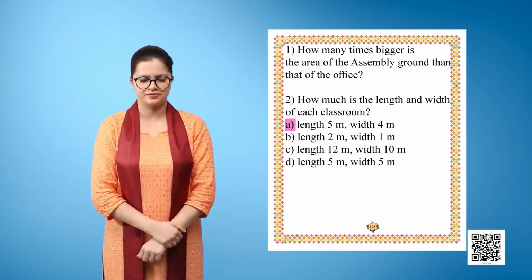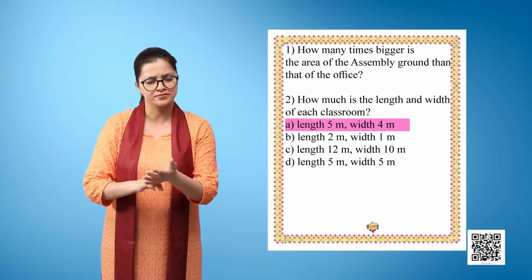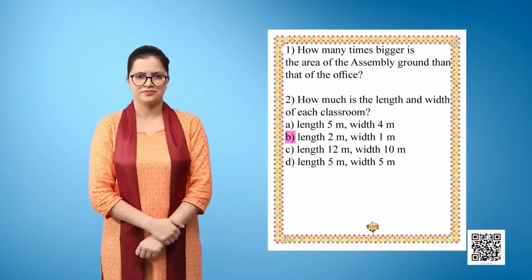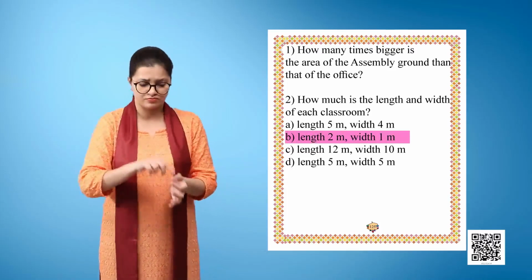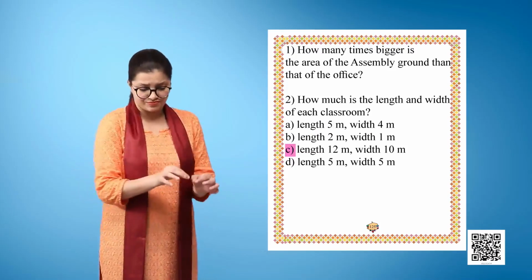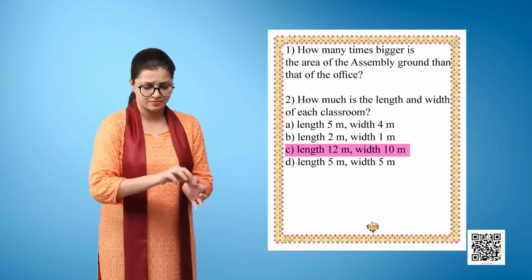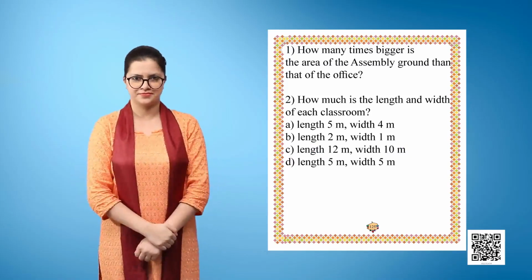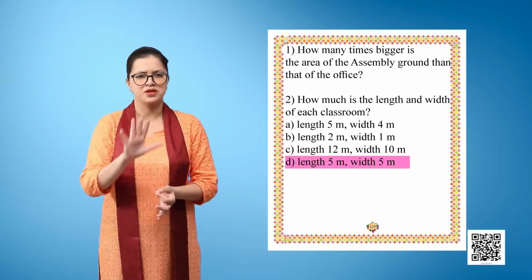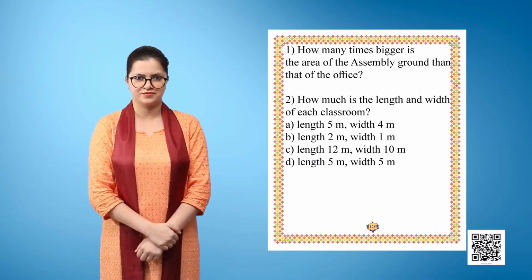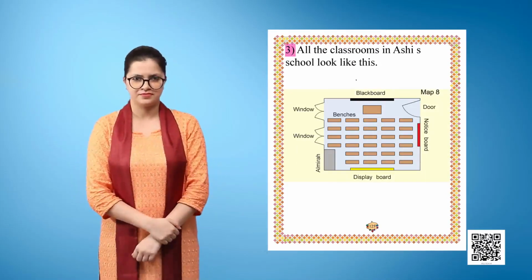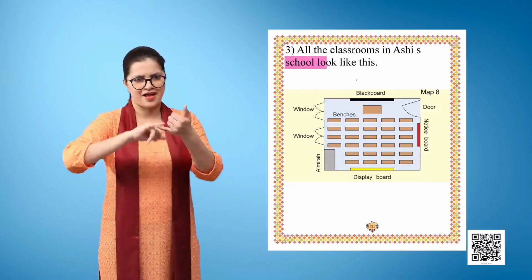A. Length 5 meters and width 4 meters. B. Length 2 meters, width 1 meter. C. Length 12 meters, width 10 meters. D. Length 5 meters, width 5 meters. 3. All the classrooms in Ashi's school look like this.